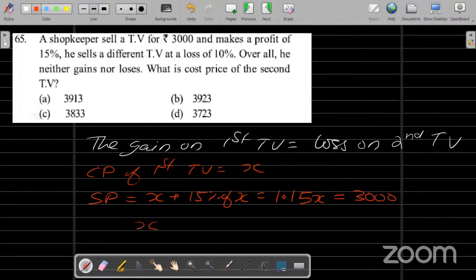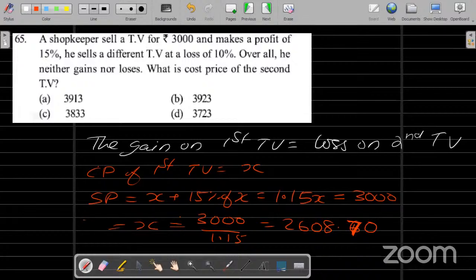So X equals 3,000 by 1.15. That calculation may create some problem for you. 3,000 by 1.15 will be 2608.695709. Okay. So what is the profit?